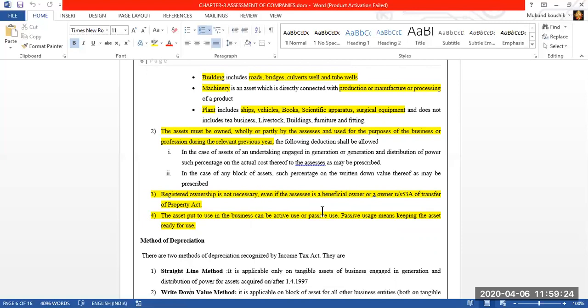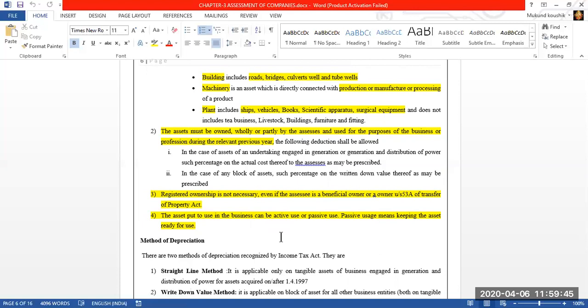Then again, the last condition laid out by the rule is that the asset must be put to use in the business, and if it is put to use, it can be either active use or passive use. Active use means you are putting the plant and machinery or any other asset to the actual manufacturing process, or you are actually using the particular asset for any other business activity.